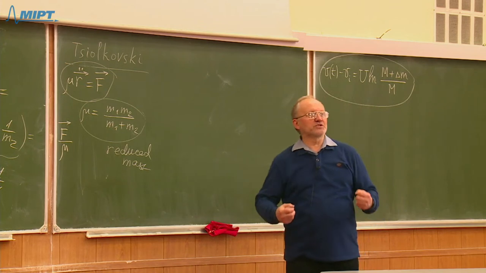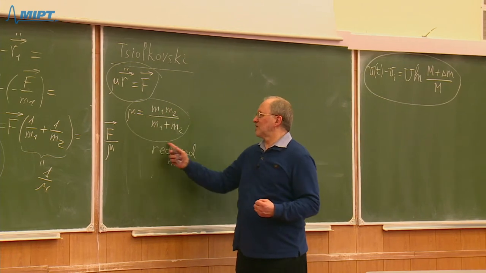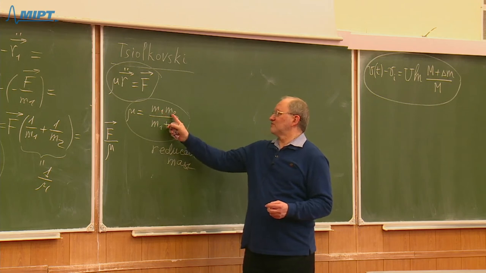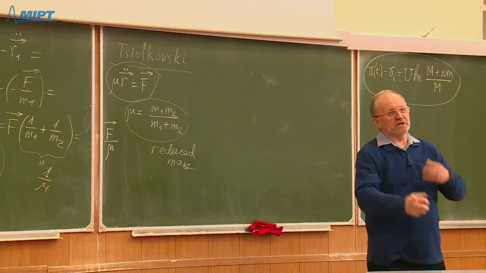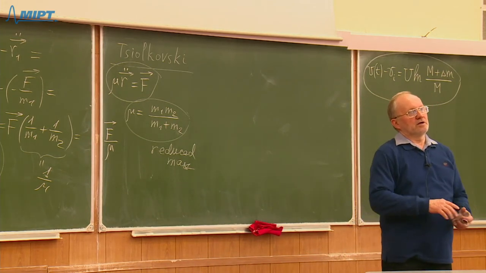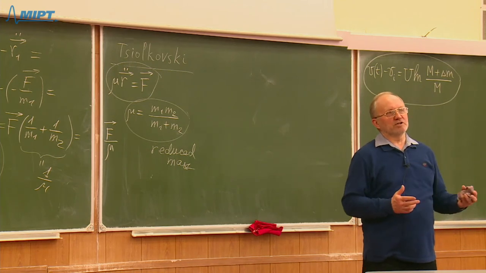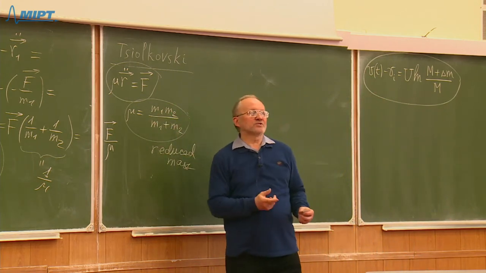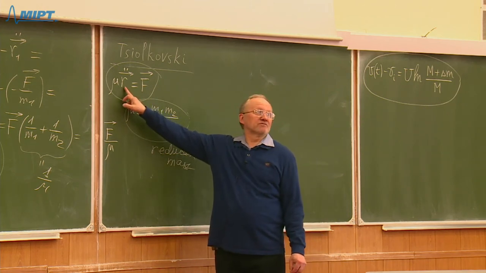If you try to describe the motion of the Moon with respect to the Earth, you inevitably come to the reduced mass. This will be the mass of the Earth, and that will be the mass of the Moon. Also, if you have a double star somewhere, two stars rotating about the common center of mass, then the motion of these stars will be described by the same equation, which will have the reduced mass of the stars, and that will be the vector of the distance of one star from another star.